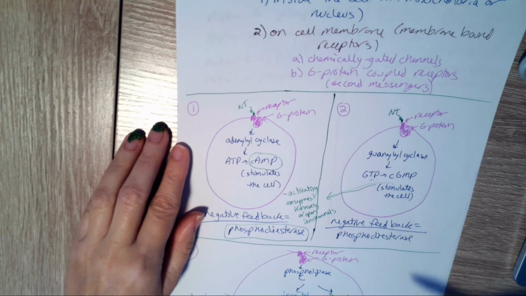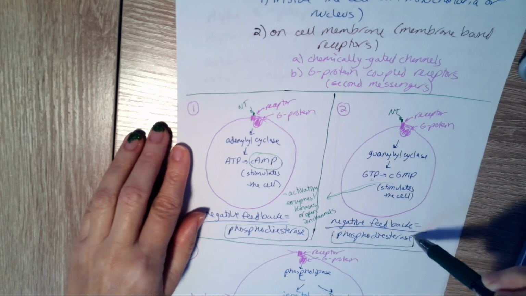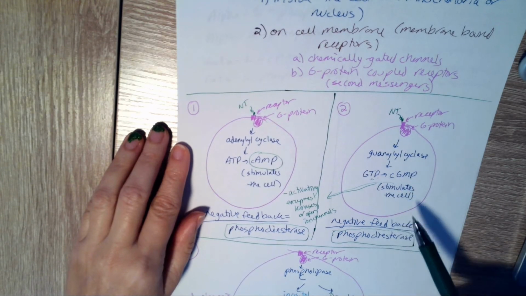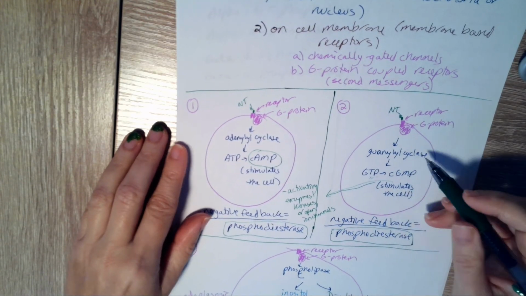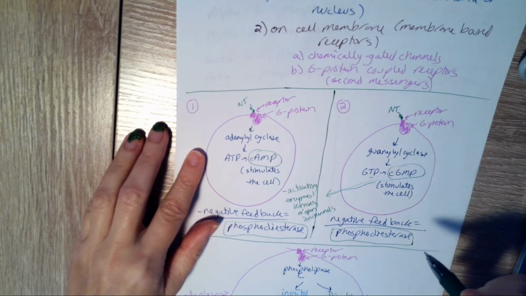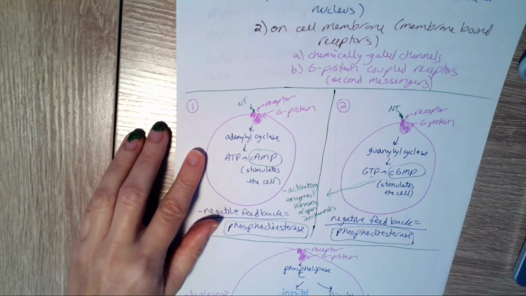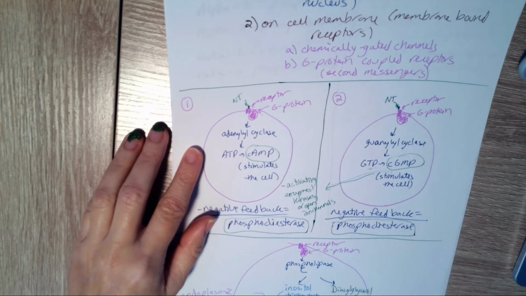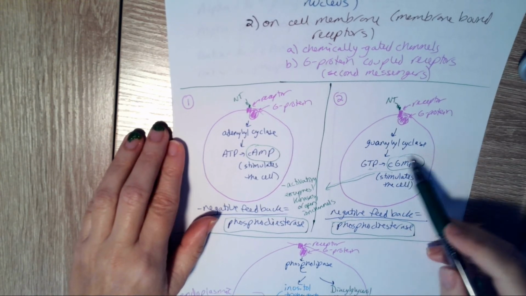Even the negative feedback is the same. It's phosphodiesterase again. Phosphodiesterase is going to break down cGMP. And we're going to see this in our next unit, Unit 8, when we do vision, because cGMP is really involved with the visual pathway, and phosphodiesterase breaking it down is important for you to be able to see anything. So we're going to see this one again.